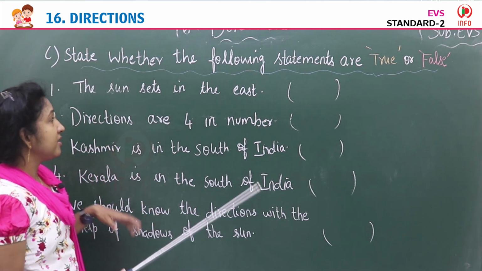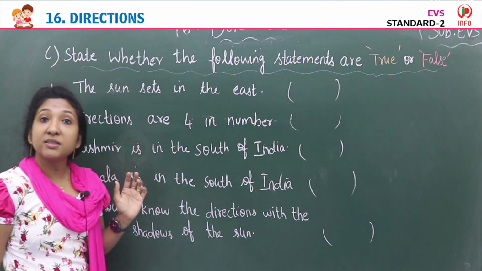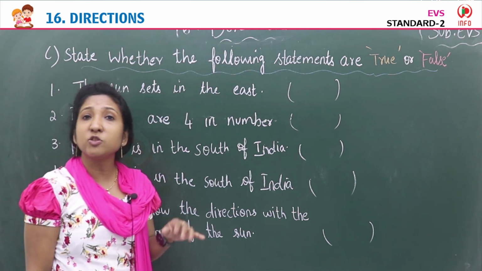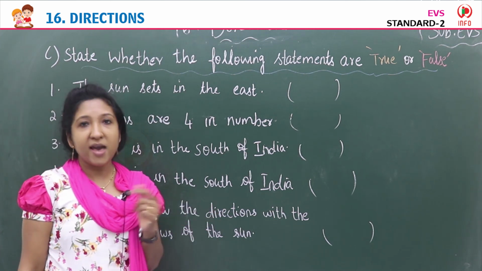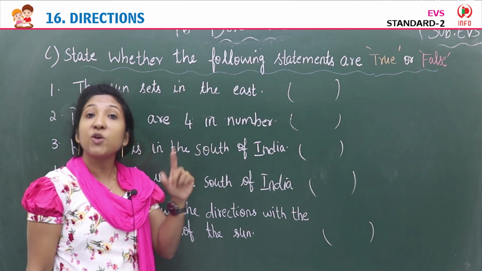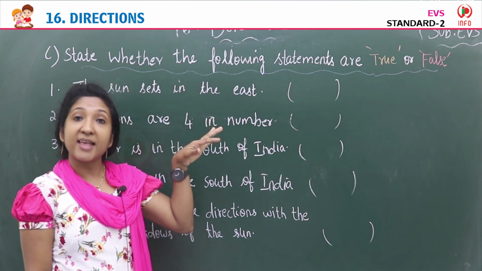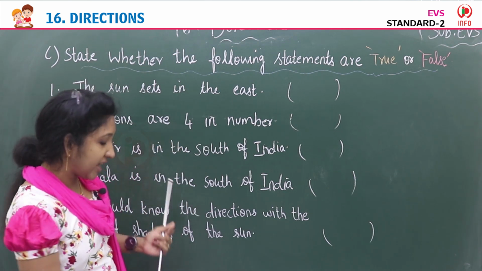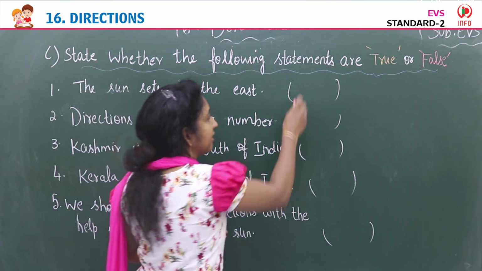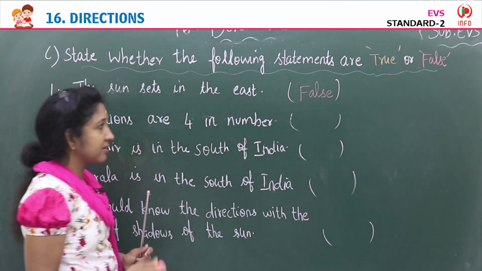Yes. So first statement, the sun sets in the east. Is the statement correct, children? Is it true? The sun sets in the west, not in the east. Sun rises in the east. Yes. So the given statement, the sun sets in the east, is wrong. It's a false statement. So you can write here false, F-A-L-S-E, false in the brackets.